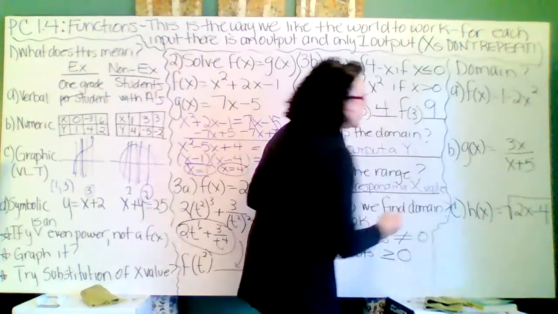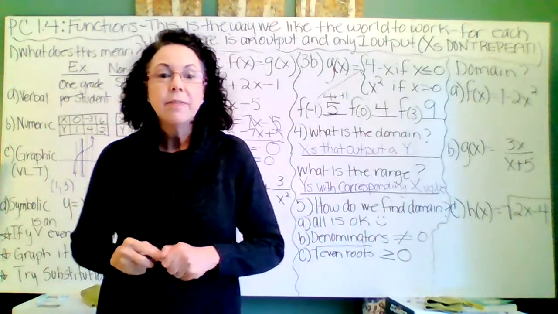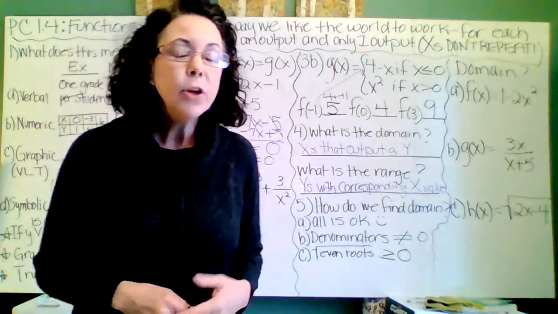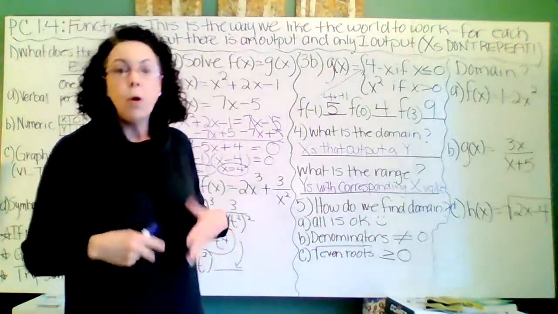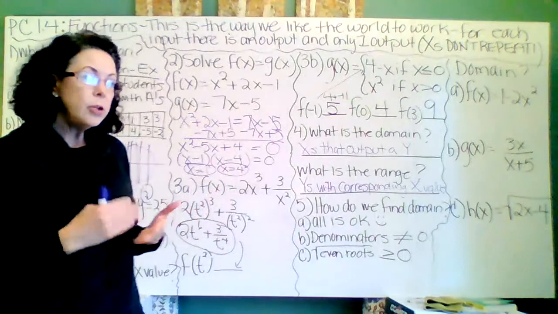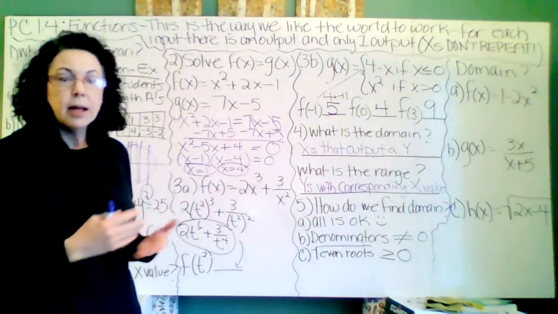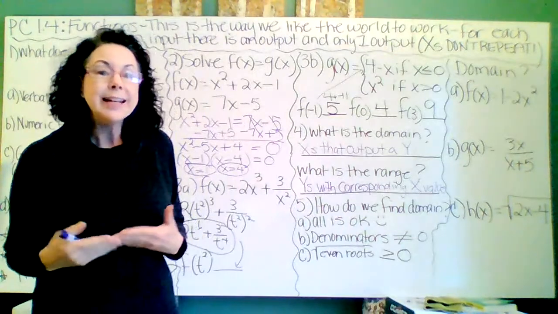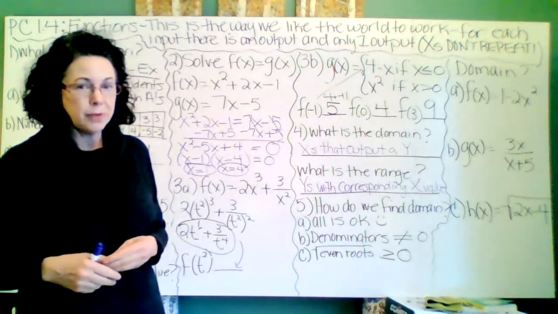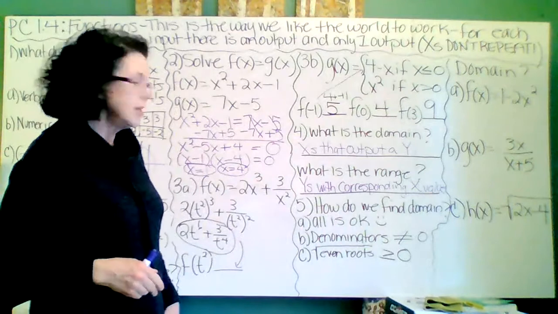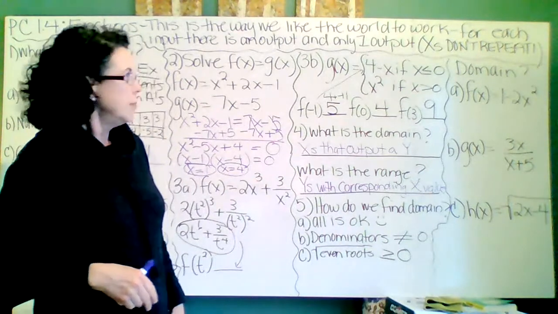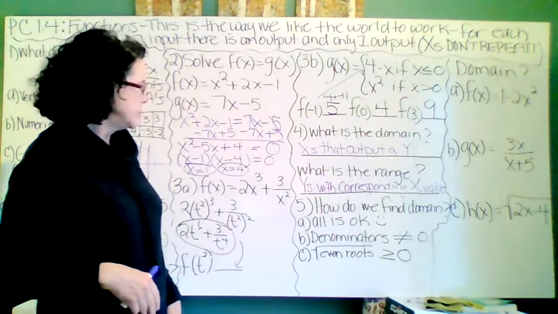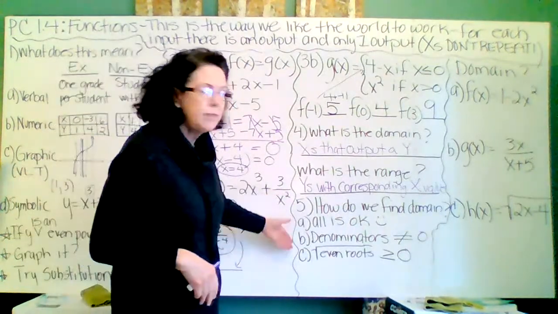So a y is in the range if there is an x value associated with it. If you have a graph or an equation and you have a y value that does not have a corresponding x value with it, it is not in the range and we have to remove it. Now, they will be asking you for domain in this section. And how do you know? Here's how you know. How do we find domain?